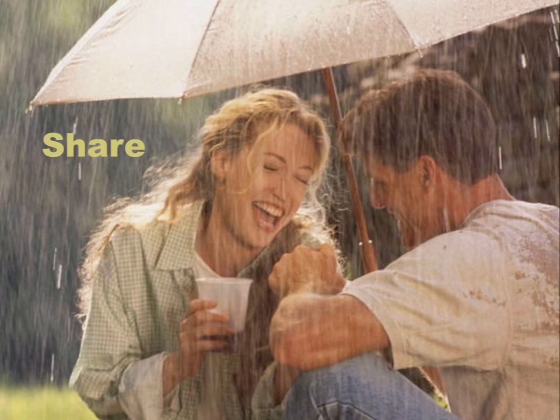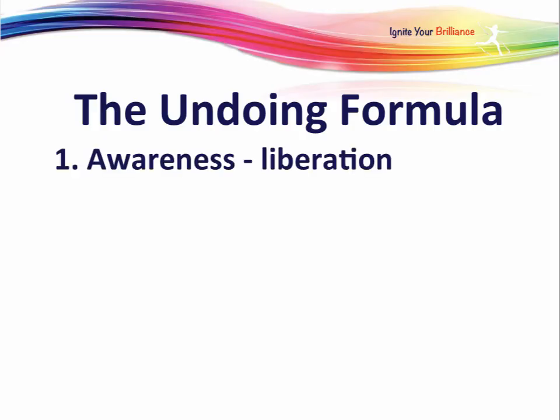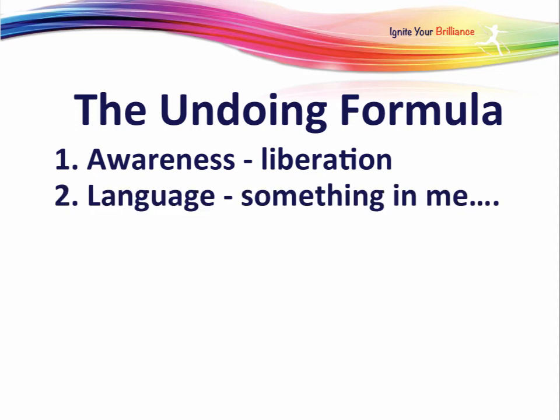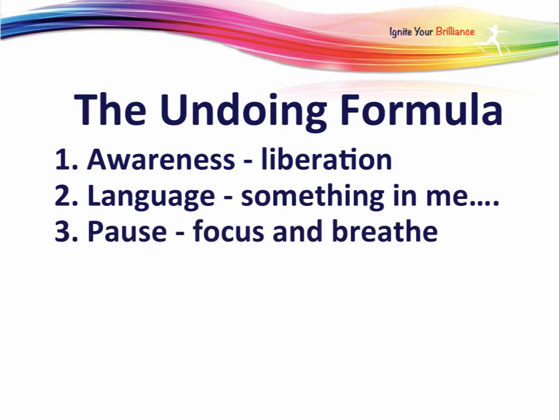So let's take a quick look. Brief overview of the undoing formula. The first step is awareness. Remember, with awareness comes liberation. Where are you putting your focus? Because that's where your brain is cutting its pathways and will give you more of. Second of all, language. Activate the prefrontal cortex of your brain by saying something in me feels, and fill in the blank. The next step is to pause, to focus on one physical thing and take a deep breath.